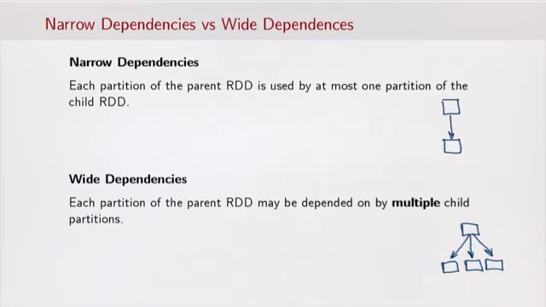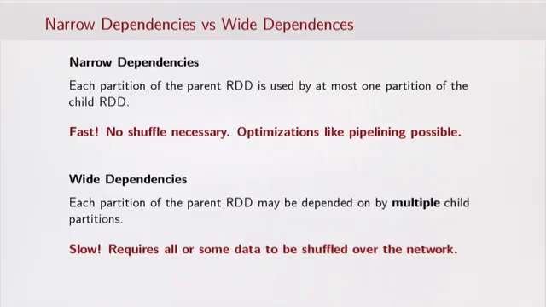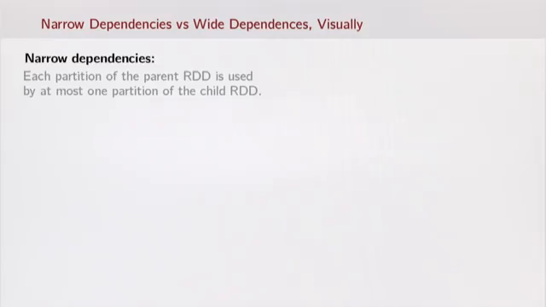So what does that mean to us? Well, as you might have guessed, transformations with narrow dependencies are typically quite fast. They require no shuffles, and optimizations like pipelining can occur, which is when you can group together many transformations into one pass. And as you may have guessed, transformations with wide dependencies are slow because they require all or some data to be shuffled over the network. So these are the transformations that cause shuffles. So let's try to visualize the differences between narrow and wide dependencies.